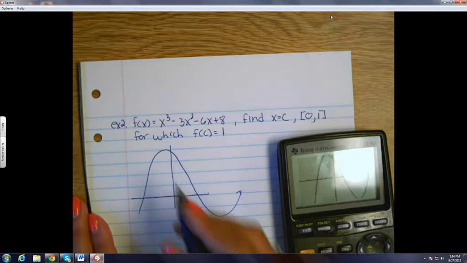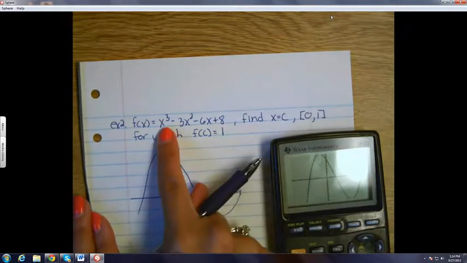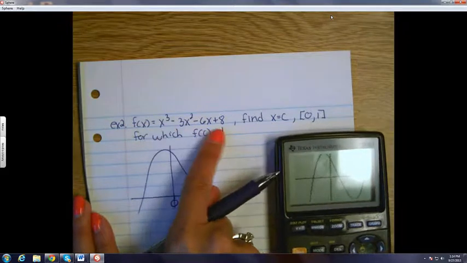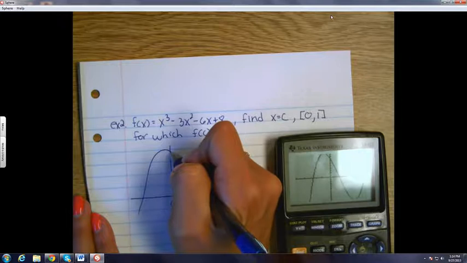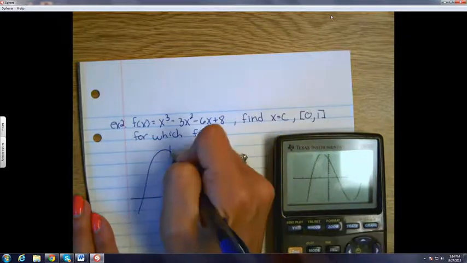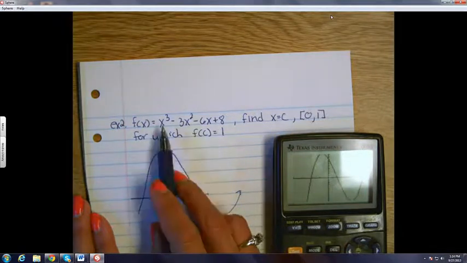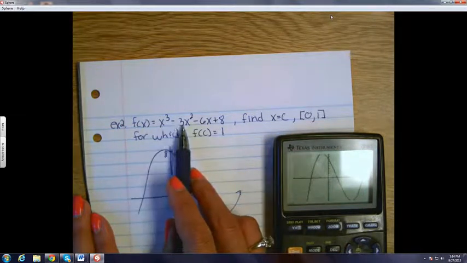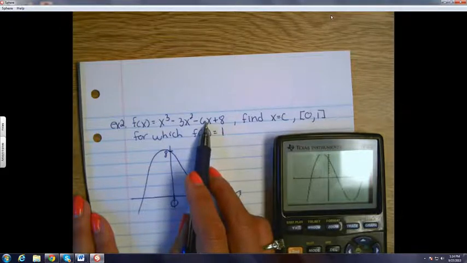So we're looking at the 0. If we put 0 in here, I can already tell that it's going to be 8. 0, 0, 0. This is up at 8. There it is right there, 8. And now if we put 1 in there, 1 minus 3 is negative 2. Negative 2 minus 6 is negative 8. 0. It does cross right here.